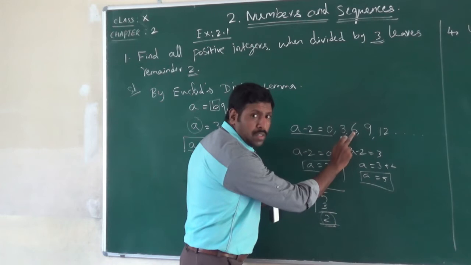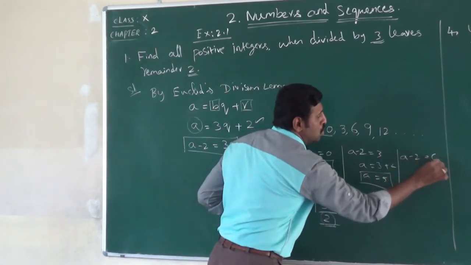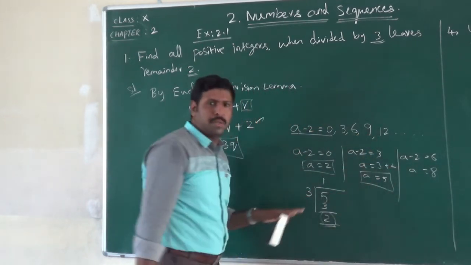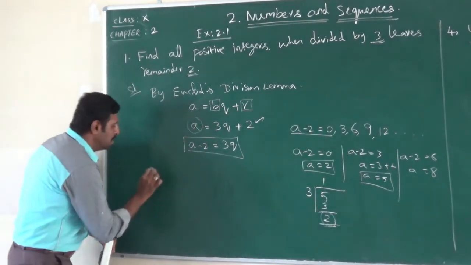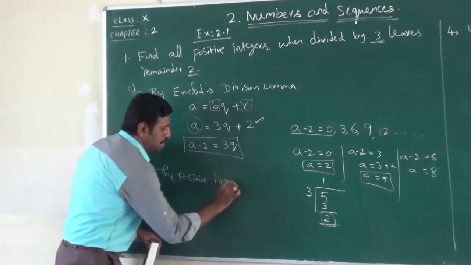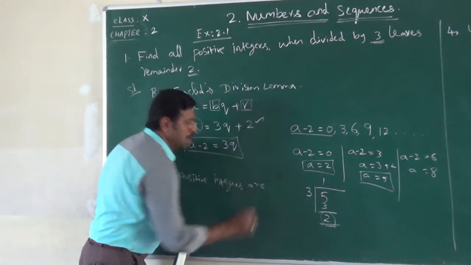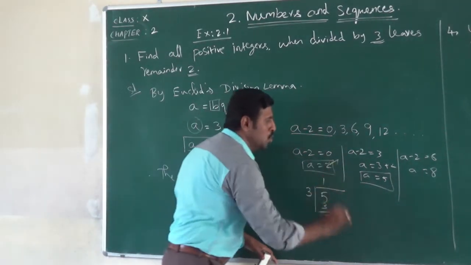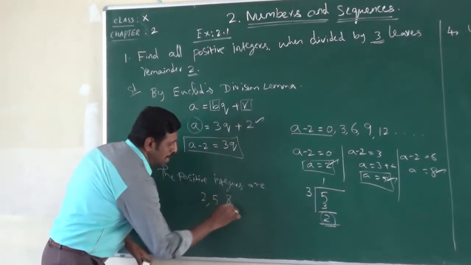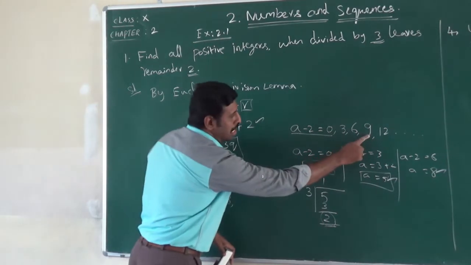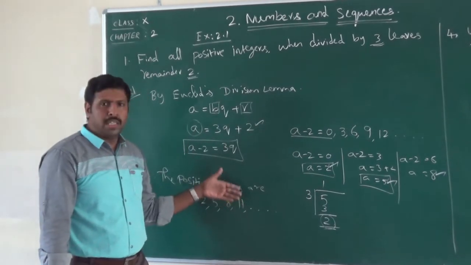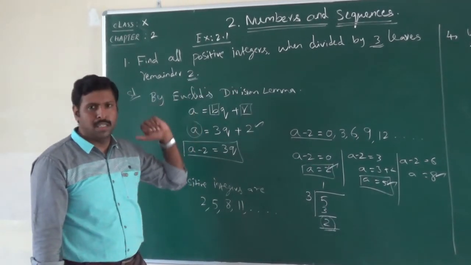Another term is 6. That is, A minus 2 is equal to 6. Then A is equal to, I take this 2 to the other side, we get 8. Add the 2 in each and every term. Therefore, the positive integers are 2, 5, 8, and it goes on, right? 2, 5, 8, and the next term, here it is 9, 9 plus 2 is 11, and it goes on. These are the positive integers which leave remainder 2 when divided by 3.